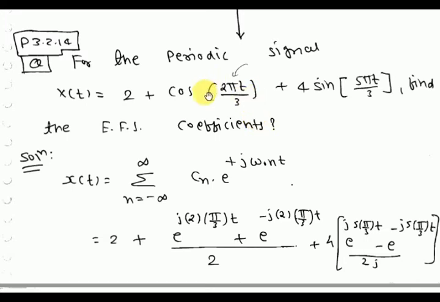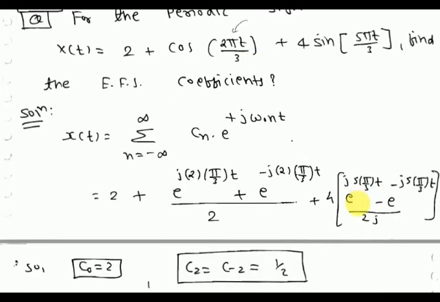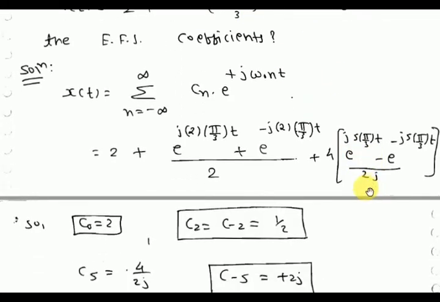Now what we have to do is represent it in the exponential Fourier series. So the standard form is like this. You can write 2 plus cos, and cos theta is equal to e to the power j theta plus e to the power minus j theta, divided by 2. You have to find the exponential form, that's why you convert it into exponential form. Similarly, convert the other term into exponential.